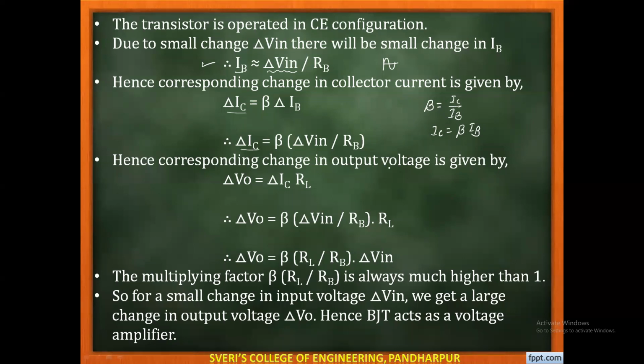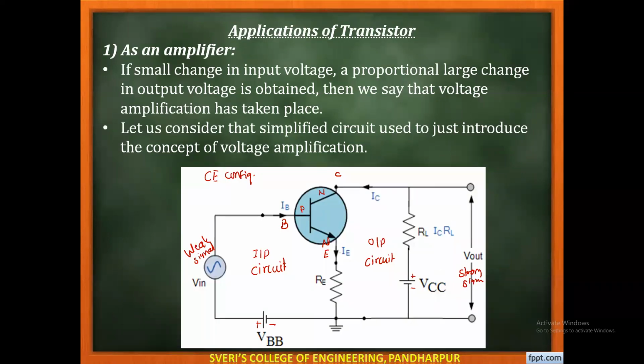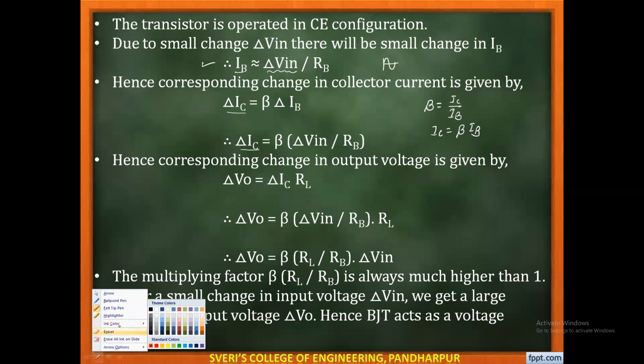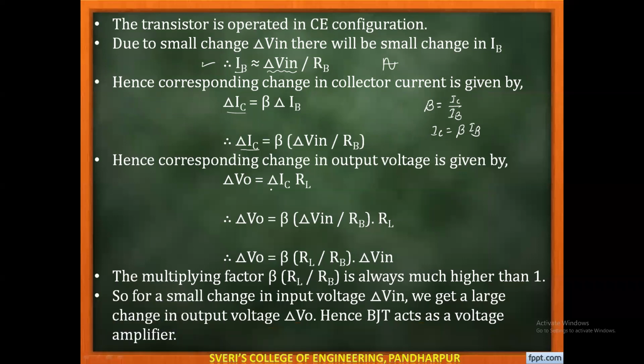Now the corresponding change in output voltage, V0, we take across the load resistance RL, and the output voltage across the load resistance RL can be calculated as IC into RL, because the collector current flows through it. So you can observe here, when I want to calculate the output voltage, it is nothing but the change in collector current into the load resistance. But the collector current means what? It's beta times the change in input voltage divided by RB, into RL.